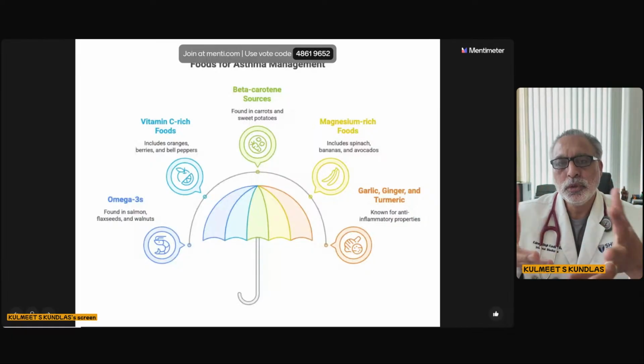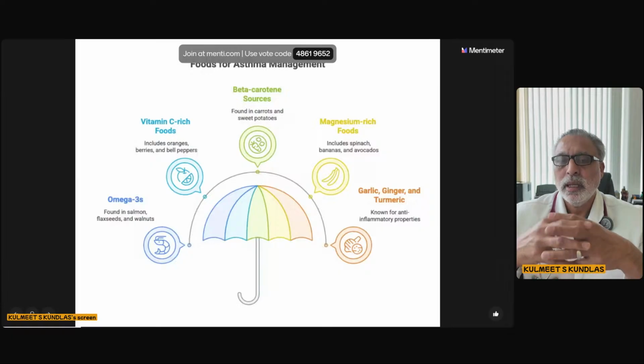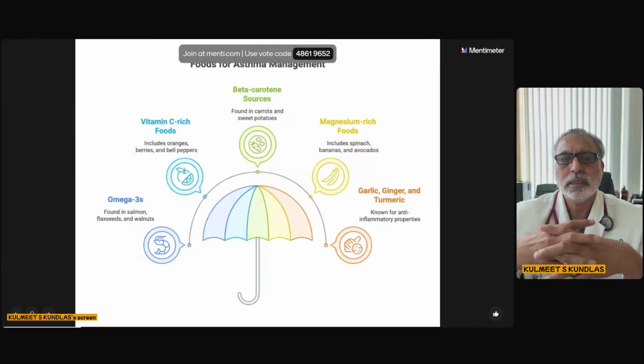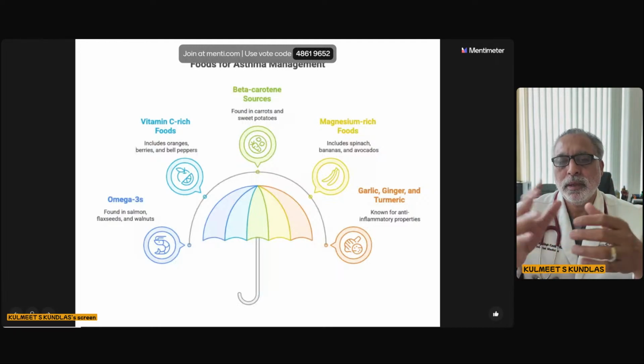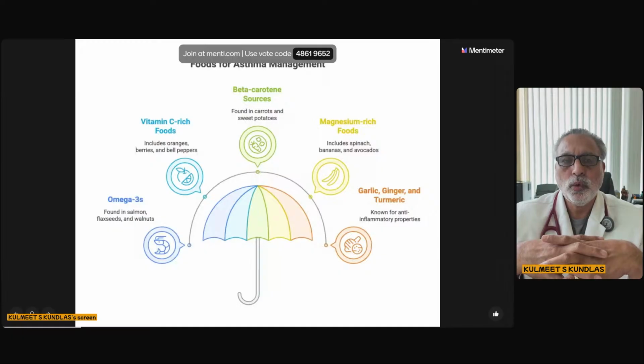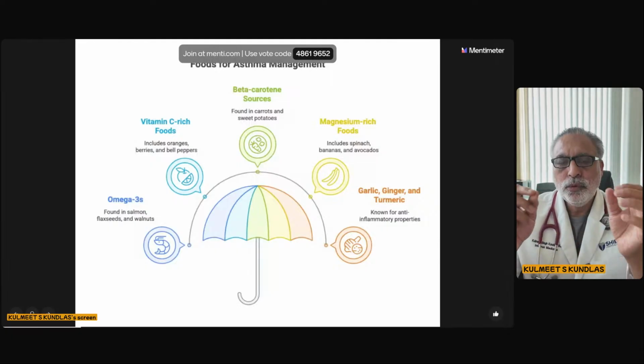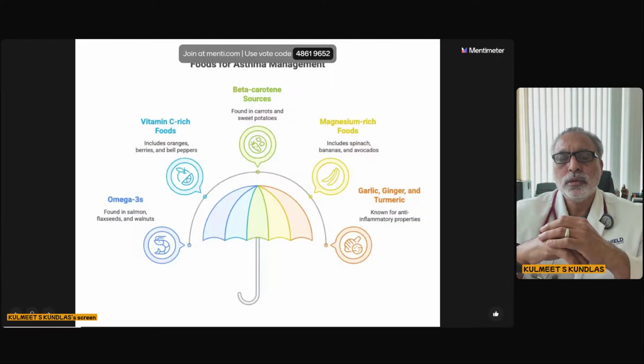The foods which you should incorporate are complex carbohydrates, unprocessed meat, omega-3 fatty acids, which are available in salmon, walnuts, and flax seeds, and foods which are a good source of vitamin D.